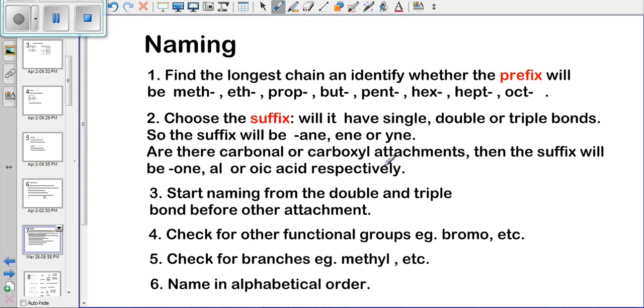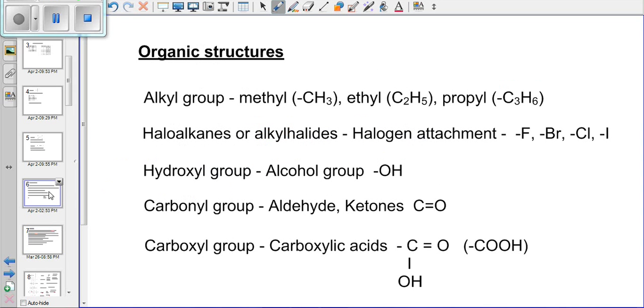Then also, if there's a double bond O in the middle of the carbon chain, then the suffix will be one. Or if there's a double bond O at the end, then the suffix will be al. And if there's a double bond O, single bond OH, then the suffix will be oic acid. We did this, we just recap.